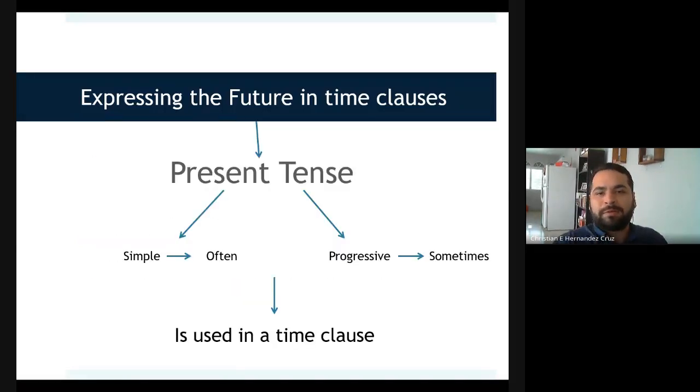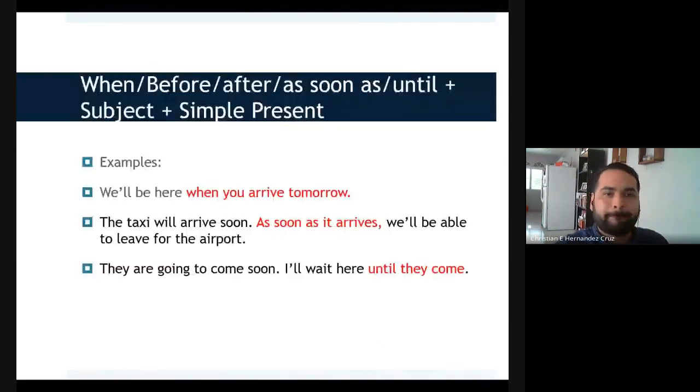So expressing the future in time clauses. You can use either the simple or the progressive. In the simple, you would use a time clause such as often. In the progressive, you would use sometimes. And both of these are used in a time clause. Just like that didn't make a lot of sense, but we're going to see that expressed in just a moment.